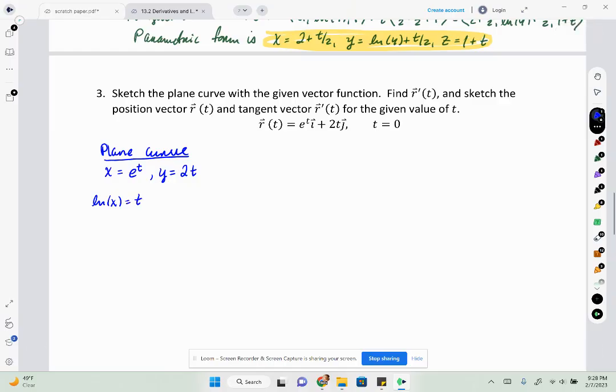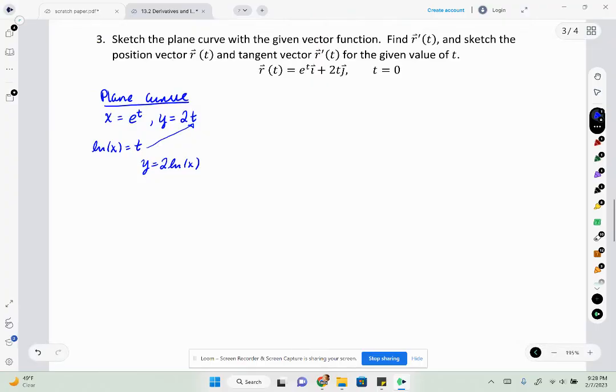Okay, now we're getting somewhere because if t is equal to ln of x, we can substitute that into our y, and we get y is equal to 2 times ln of x. This is something that I can actually graph. So this is what they're after. So I'm going to get my graph down here. We're going to be putting a few things on here, so I'll try to draw it relatively nice.